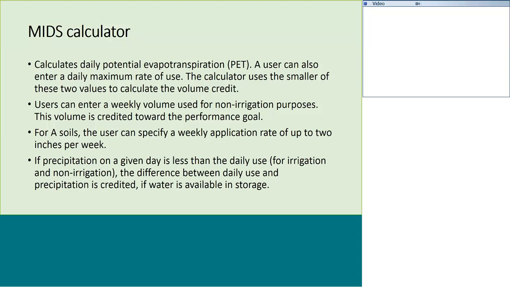The 4th adjustment was if precipitation on a given day is less than the daily use, then the difference between daily use and precipitation is credited. So if you get a 1/10 of an inch of rain and your potential evapotranspiration for that day is higher than that, you'll get that difference as a credit towards your volume.